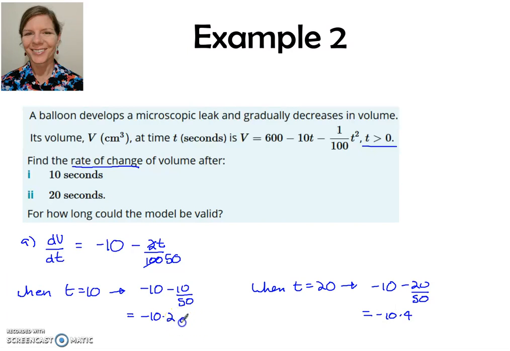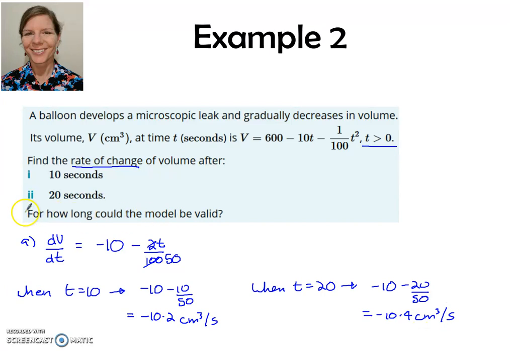So that's in centimetres cubed per second, so it's decreasing at a rate of centimetres cubed per second, and you can see the rate is increasing. So as the volume gets smaller, the rate of reduction is increasing, so it's decreasing at a faster rate.